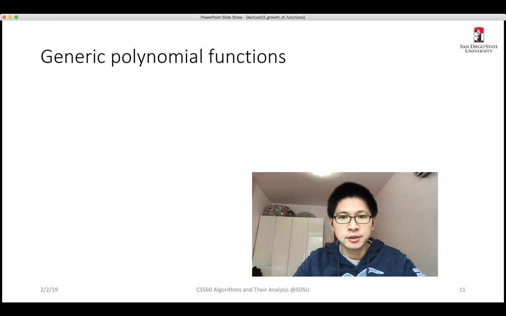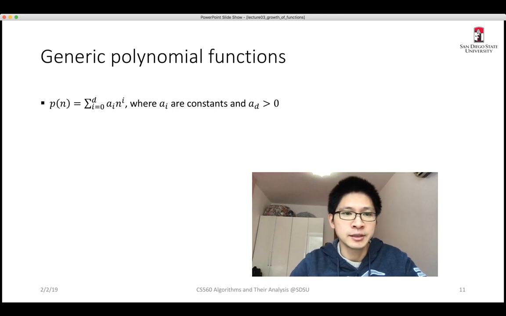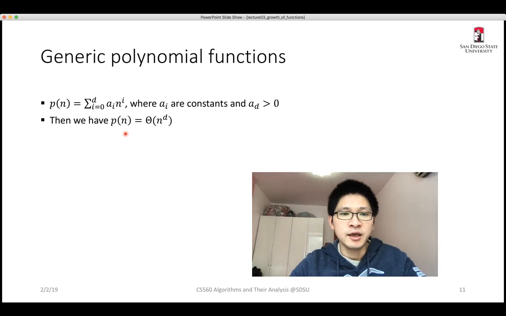So now let's look at the theta notation for general polynomial functions. For example, if we have a polynomial function like this, which is a summation of a_i times n to the power of i, in which i ranges from 0 to d, and the a_i are constants, and the highest order term a_d should be greater than 0. Okay, so if we have such a form of generic polynomial function, then P of n is theta of n to the power of d.